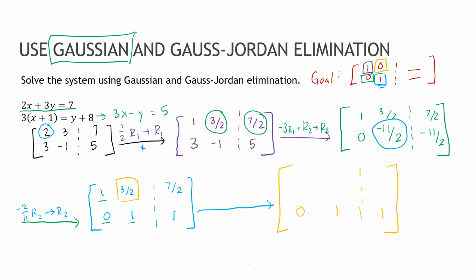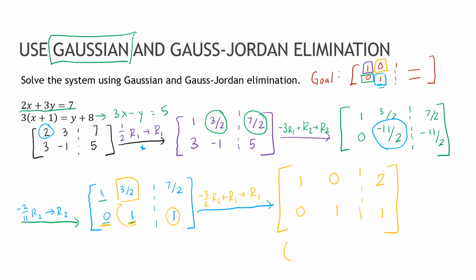So I'm going to take negative 3 halves times row 2 and add it to row 1 to be my new row 1. So I'm going to take negative 3 halves times 0, which is 0, plus 1, which is 1. And that's why it's important for this to be 0, so that 1 doesn't change. Then I'm going to take negative 3 halves times 1, which is negative 3 halves, add it to 3 halves to get 0. Then I'm going to take negative 3 halves times 1 to get negative 3 halves, add it to 7 halves to get 4 halves, which is 2.